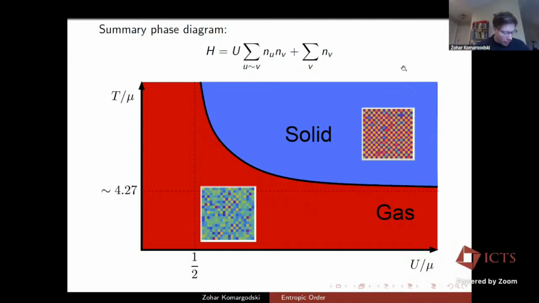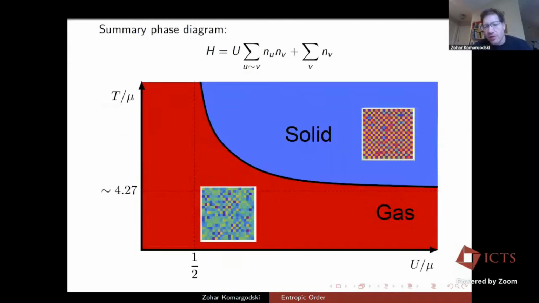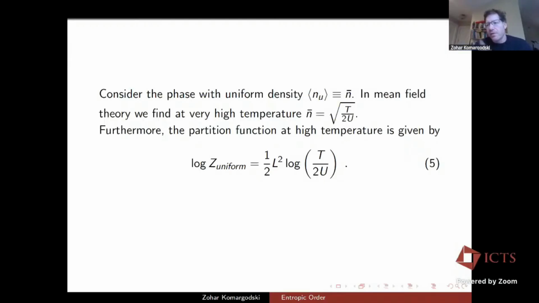Now let me show you the equations that justify all these words. This is mean field theory calculations. It's not the actual model. Mean field theory is not correct here, but it gives you some qualitative understanding. So let's consider the gas phase. In mean field theory, if you do some calculations, you'll find that the average number of particles goes like the square root of temperature in the gas phase, and you can estimate the partition function like that.